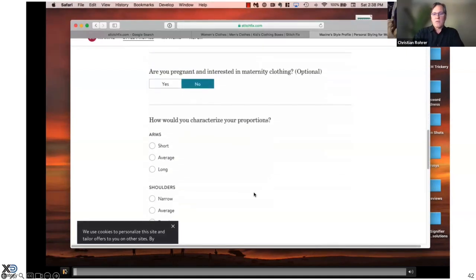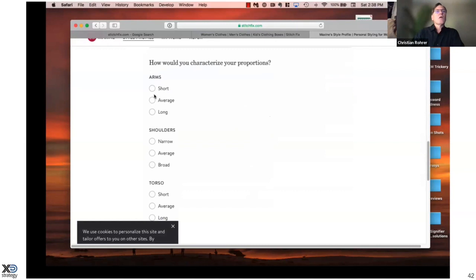How would you characterize your proportions? Arms long. Yeah, exactly. Shoulders.